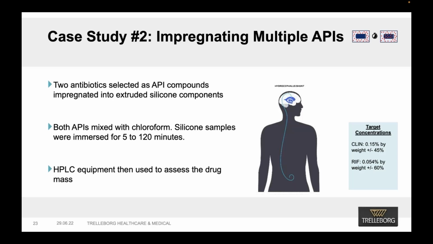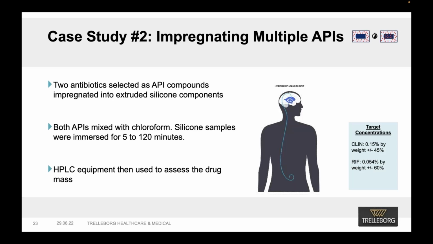We call this a predicate device to really generate the targets that you see bottom right hand side of the screen here. It gave us a target to pursue as well as an acceptable range of the drug concentration within the system as well. So we took both of the pharmaceuticals and mixed them with chloroform as the solvent, and then immersed silicone samples in that solution for anywhere between 5 and 120 minutes.